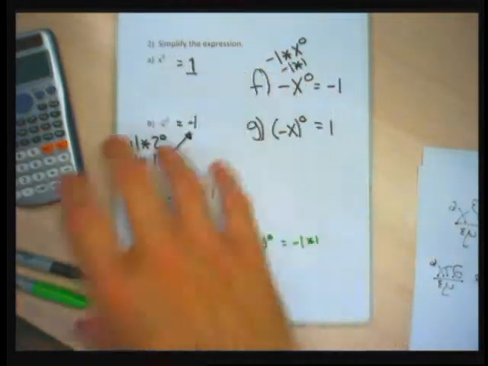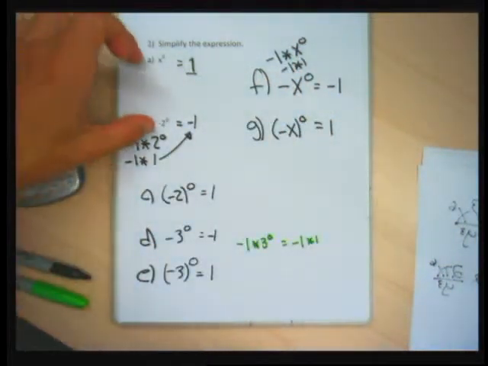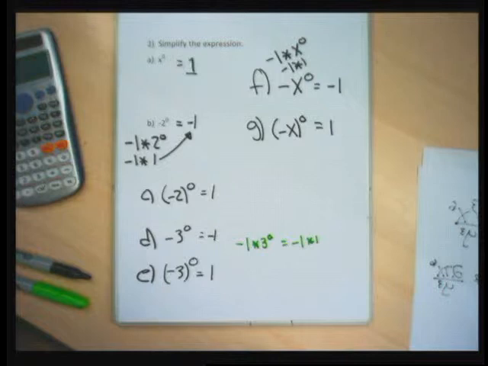So make sure, even though my review only had the part A and part B for number 2, that you can differentiate between problems that have negatives to the 0 power with and without parentheses, because they give you different answers.